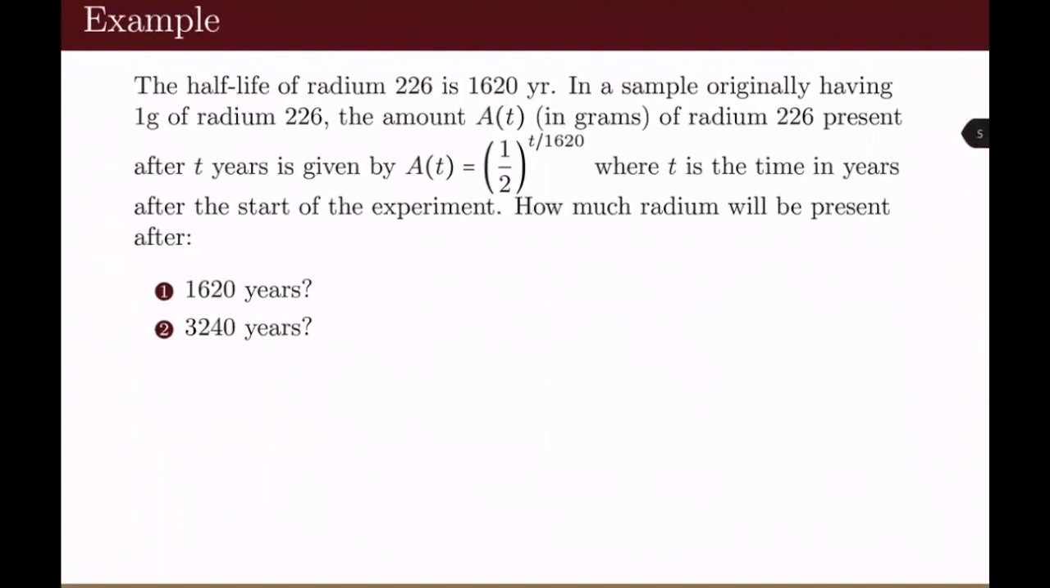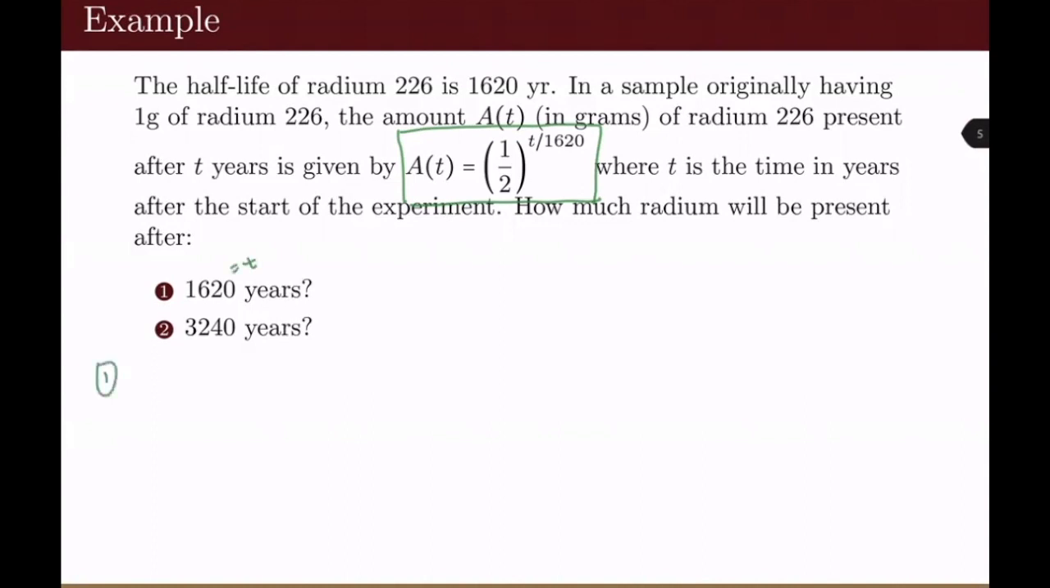The half-life of radium-226 is 1620 years. In a sample originally having 1 gram of radium-226, the amount A of T in grams of radium-226 present after T years is given by this function here, where T is the time in years after you start the experiment. How much radium will be present after 1620 years? So all you're going to do is plug in 1620 for T.